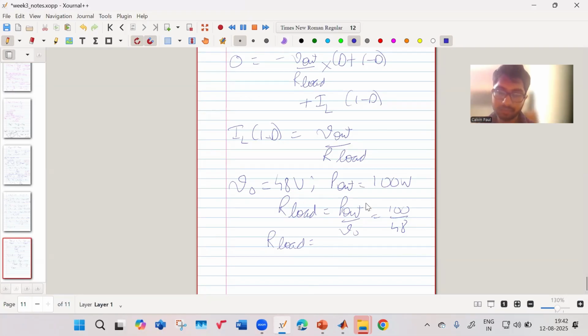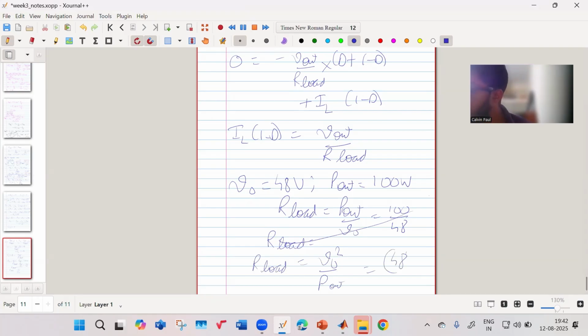Sir, is it P equal to V square by R? Correct. Sorry, very right. What blunders I'm making. Okay, so R load is actually V square by P, V output square by P. 48 square by 100.